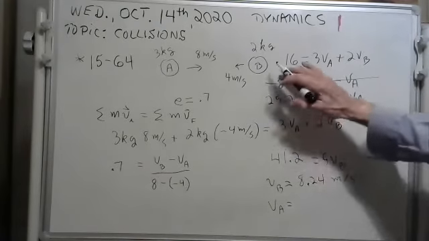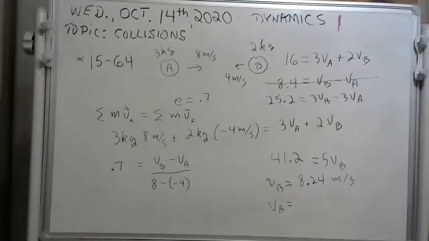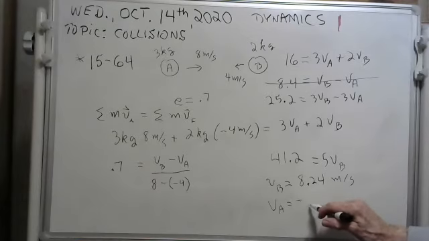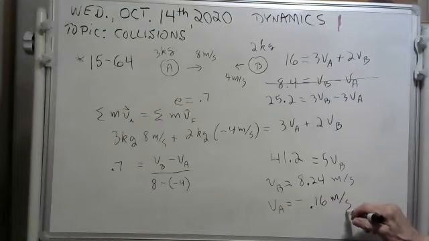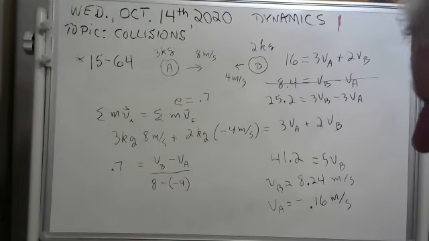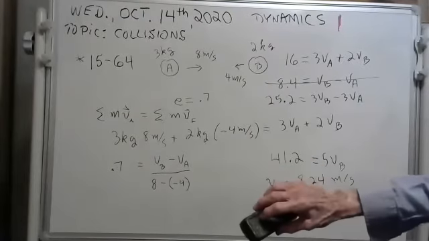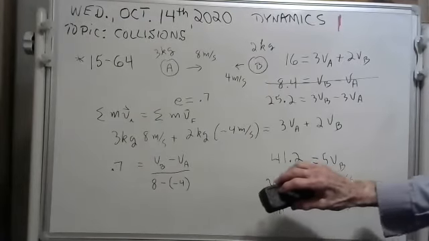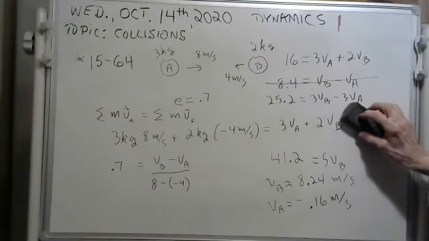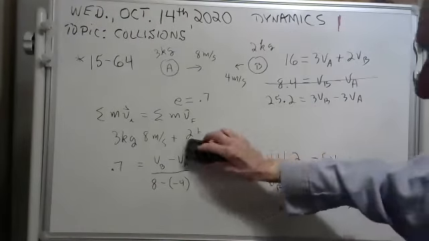And now see, we can get VA. You can plug in any of these 3 equations and get VA. So let me do it. I'm getting VA as a negative 0.16 meters per second. Let me draw that for you. I need some room here to work. Now, let me just get rid of some of this.